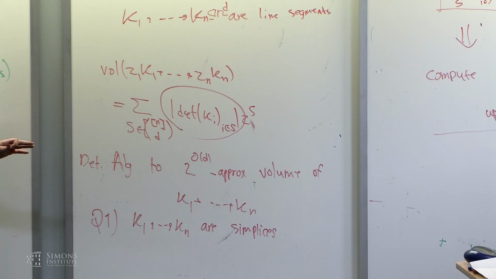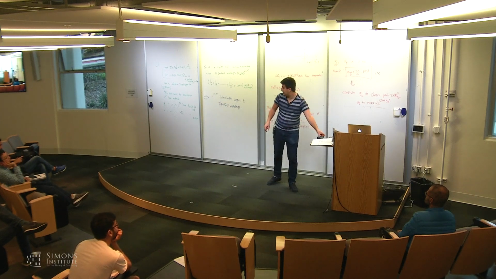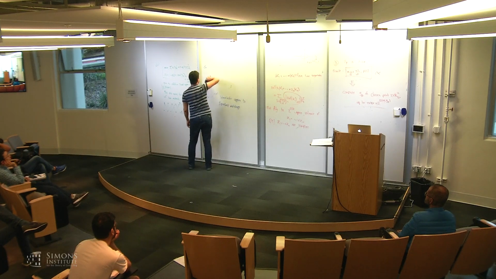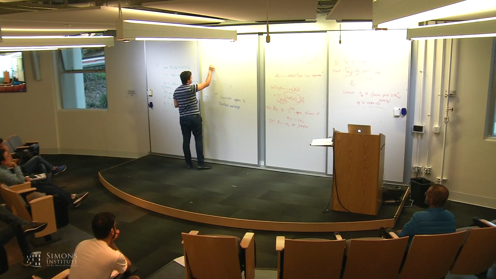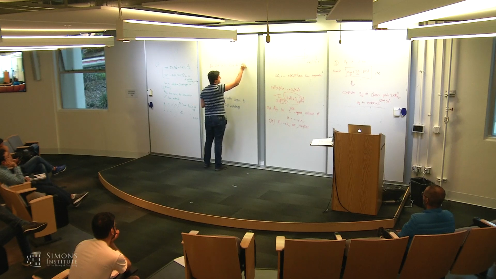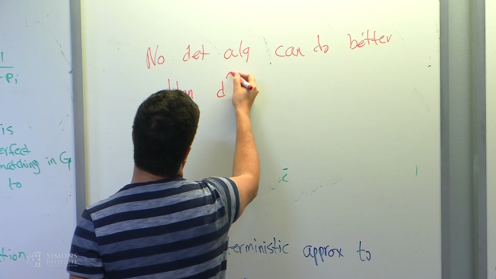So let me tell you why this is interesting. In general, when you have a convex set in R^D and you want to compute its volume, you can do randomization and MC methods and compute a very accurate estimate. But if you want deterministic algorithms, there is a very strong lower bound saying that no deterministic algorithm can do better than D to the O of D.